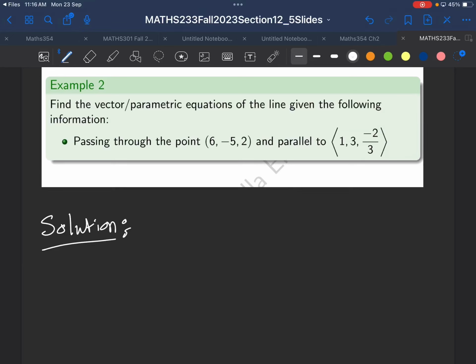So in this question, example number 2, we need to find the vector and the parametric equation of a line given the following information. The line passes through the point (6, -5, 2). So those are my x naught, y naught, z naught. And parallel to this vector, so those are a, b, and c in the formula of the parametric equation. I will start with the parametric equation.